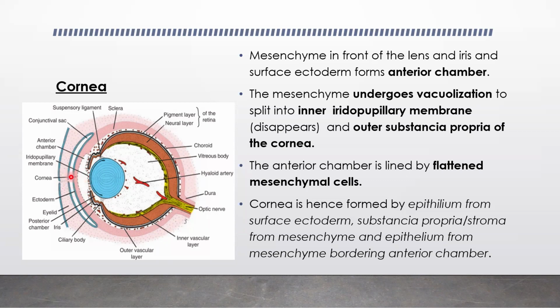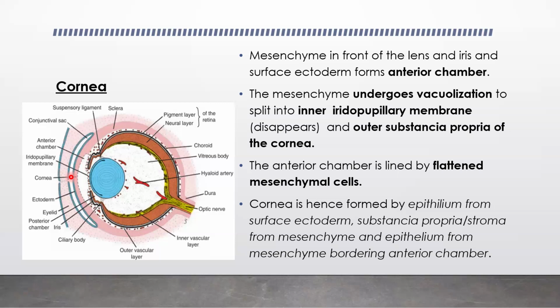So those other layers will be coming as layers in between the epithelium and the substantia propria. Anteriorly, you have a membrane between the anterior epithelium and the substantia propria. And then posteriorly, you also have the Descemet membrane between the substantia propria and the posterior epithelium, which is now just anterior to the anterior chamber. And that's how you have all the definitive 5 layers of the cornea.